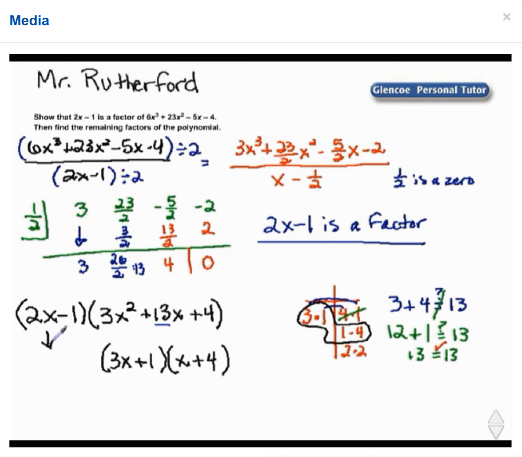And now I'll bring down the 2x minus 1. So now we have 3 separate factors of our polynomial 6x cubed plus 23x squared minus 5x minus 4.